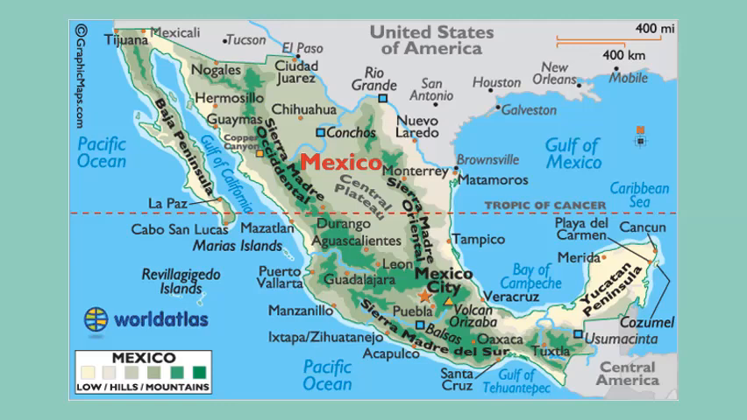If you look at the key to this map, you'll see that the lowlands are the lighter colors, and the green represent the mountains. Mexico has the United States to the north, the Gulf of Mexico to the east, and the Pacific Ocean to the west and south. Pause this video to take a closer look at the physical map of Mexico.